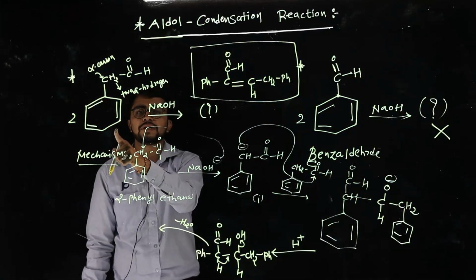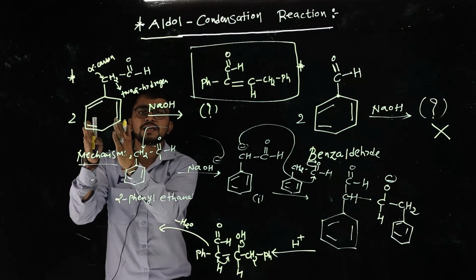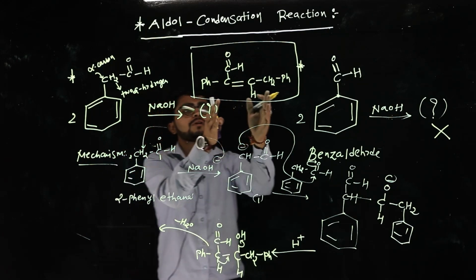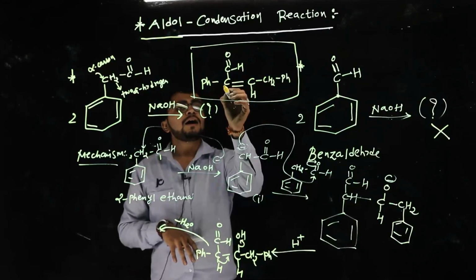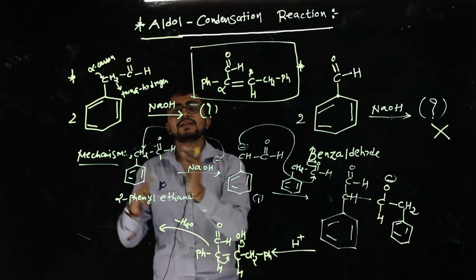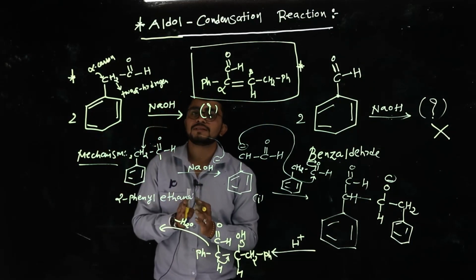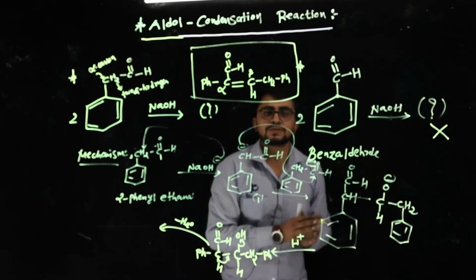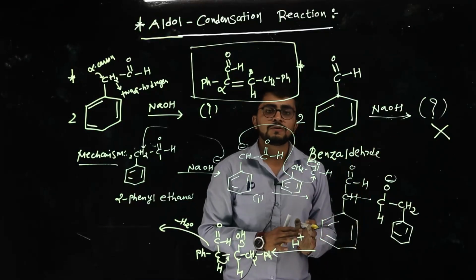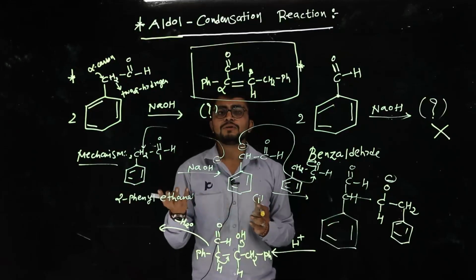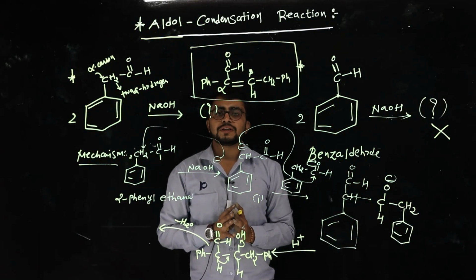It means that 2 moles of a compound with alpha hydrogen react with each other in the presence of base, and the product is formed as an alpha beta unsaturated aldehyde. So in this reaction, alpha hydrogen is a major requirement, but in the benzaldehyde reaction the alpha hydrogen is not there, so the reaction is not performed. Okay, so these are the basic phenomenon and reaction mechanism of the aldol condensation reaction. Thank you.